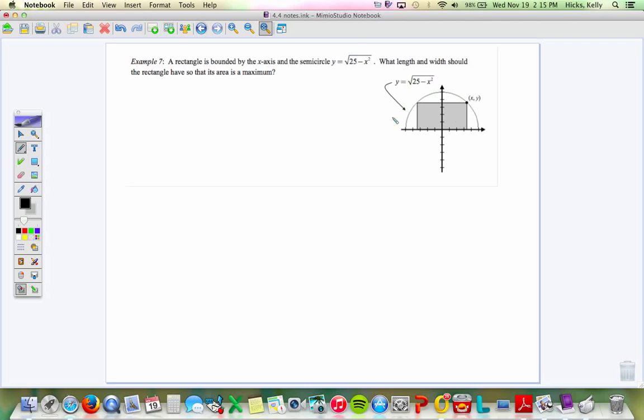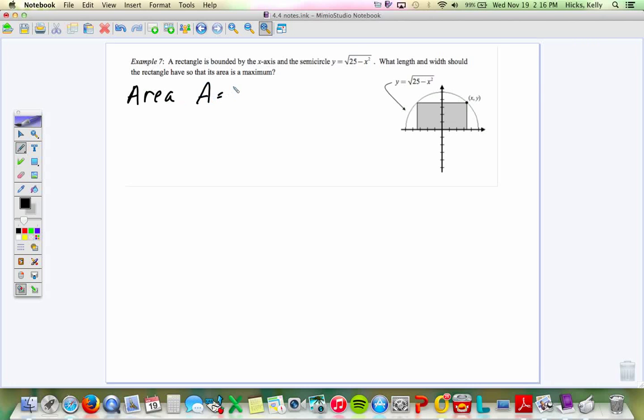All right, so we are asked to find the length and the width where the area of the rectangle is at a maximum, given that it has to be bounded by this semicircle, which is defined by y equals the square root of 25 minus x squared. Okay, so first of all, think about what you're trying to optimize. Well, you're trying to optimize area. So what you're going to need to take the derivative of is an area equation.